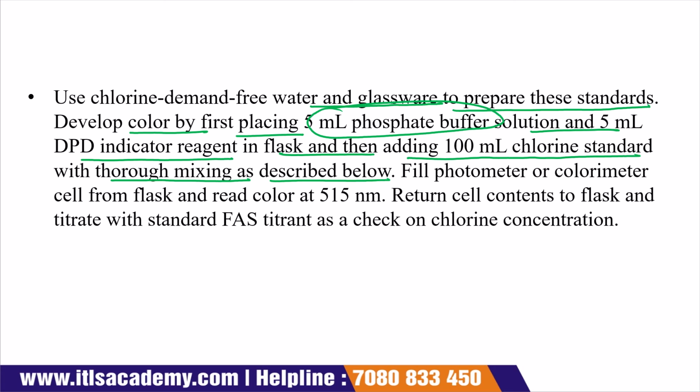Now what we have to do, we take a glassware. In the glassware we add chlorine demand free water and then 5 ml of the phosphate buffer and 5 ml of the DPD. After that we add 100 ml of the chlorine standard and mix it well. Now we fill that solution into the photometer or colorimeter and take a reading at 515 nanometer. Now return the cell content to the flask and titrate with the standard FAS titrant as a check on chlorine concentration.